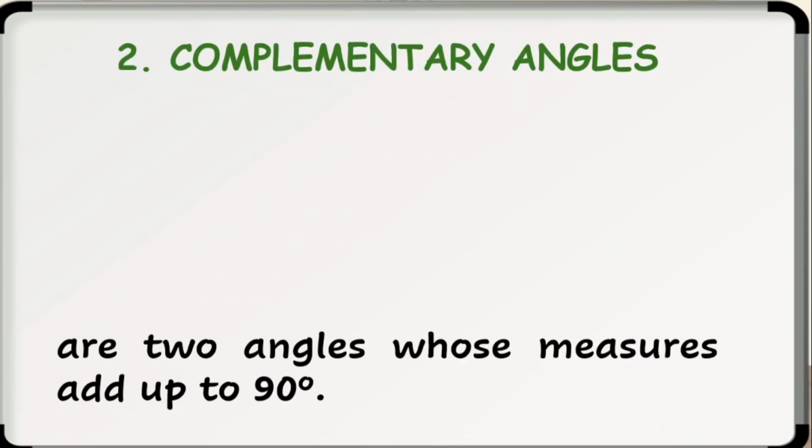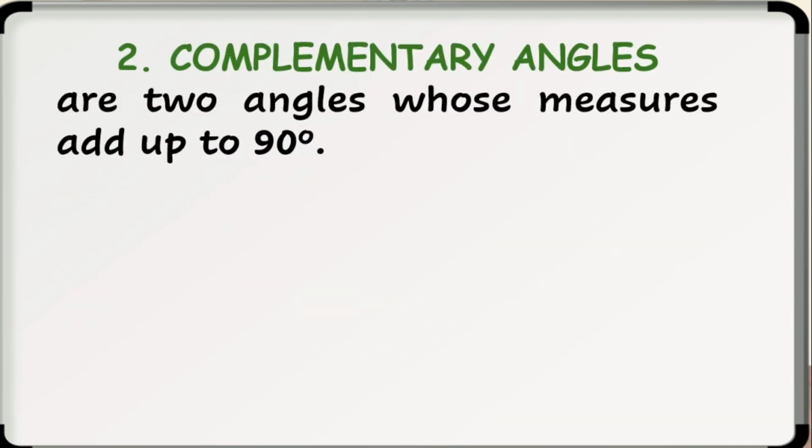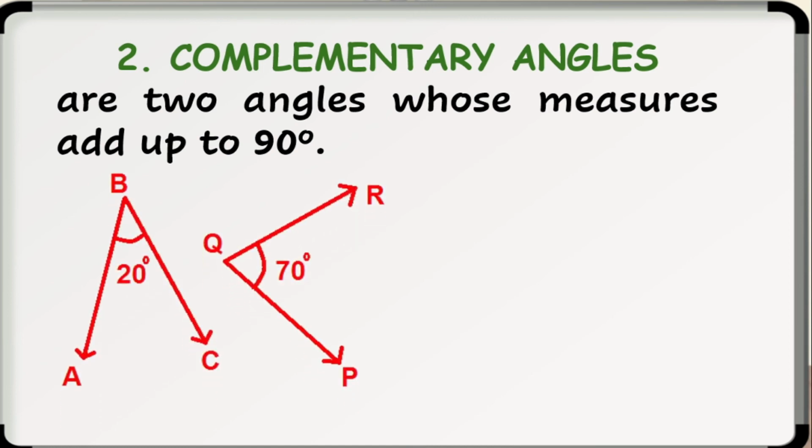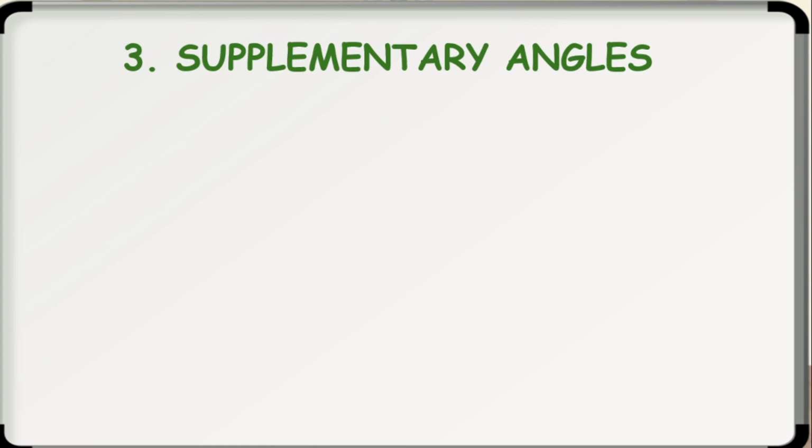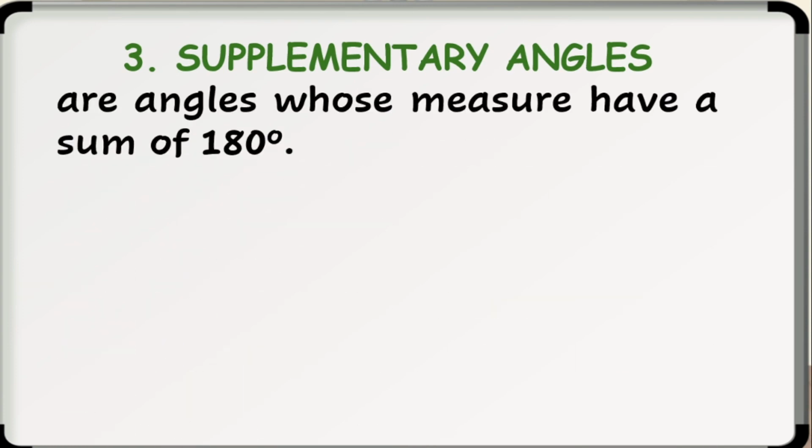Next, we have complementary angles, which are two angles whose measures add up to 90 degrees. The first figure shows a pair of non-adjacent complementary angles, while the second figure shows a pair of adjacent complementary angles. Third, we have supplementary angles, or angles whose measures have a sum of 180 degrees.